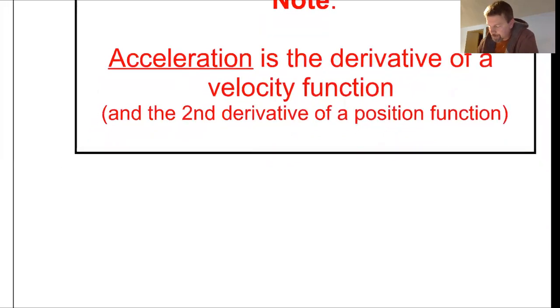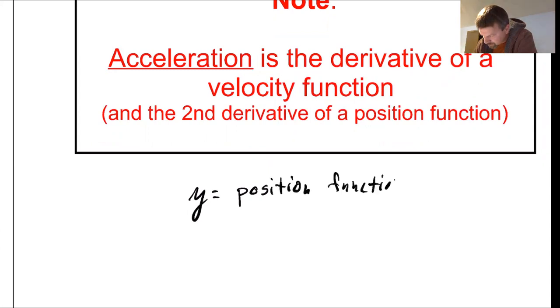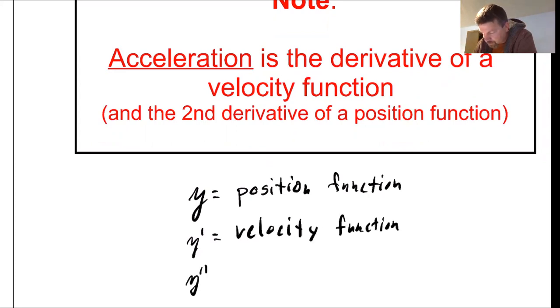If you like it, some people write it like this. They like just putting it in their head. They say if y is a position function, then y prime is velocity. We talked about it before. And then the next derivative, the second derivative, that'll measure acceleration.